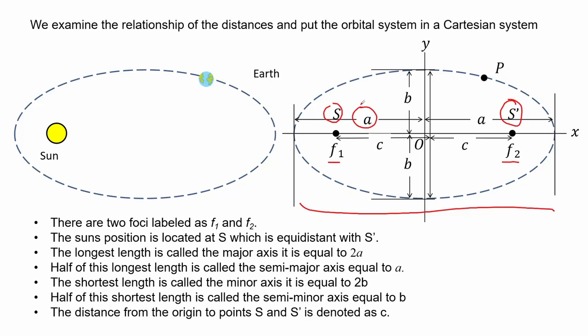The shortest length is called the minor axis. It is equal to 2b. Half of this shortest length is called the semi-minor axis, equal to b. The distance from the origin to points S and S prime is denoted as c.